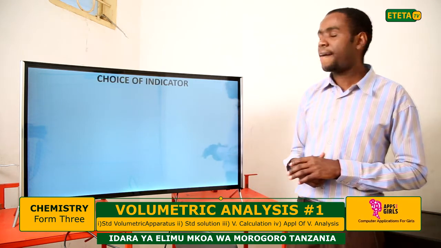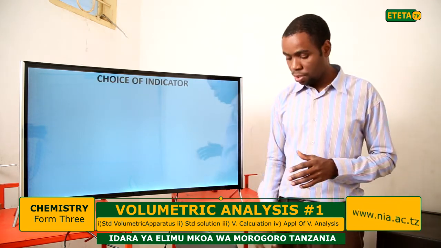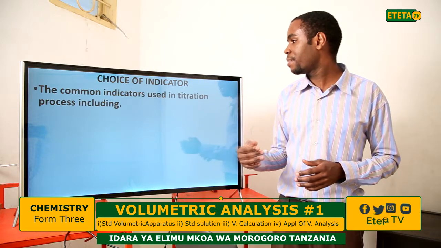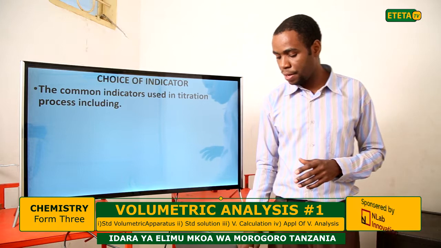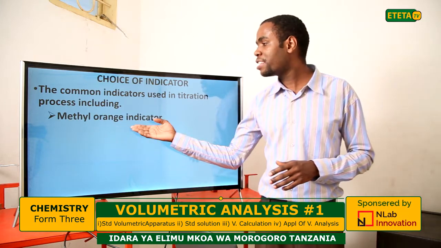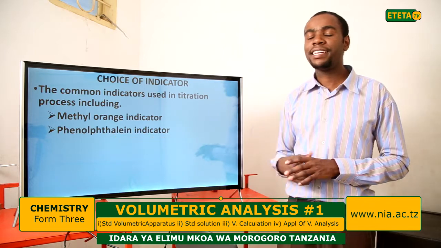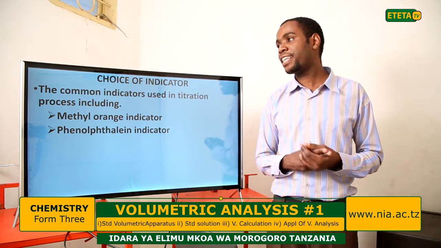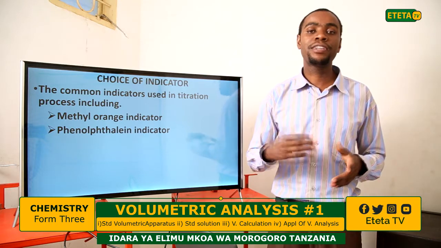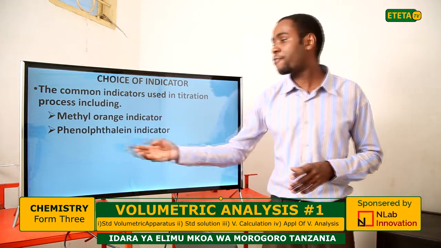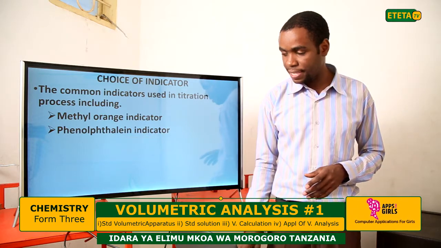Now, choice of indicator. The common indicators used in the titration process include the following. The first one is the methyl orange indicator, and the second one is the phenolphthalein indicator. We have two kinds of indicators which are commonly used during the titration process: a methyl orange indicator and a phenolphthalein indicator.